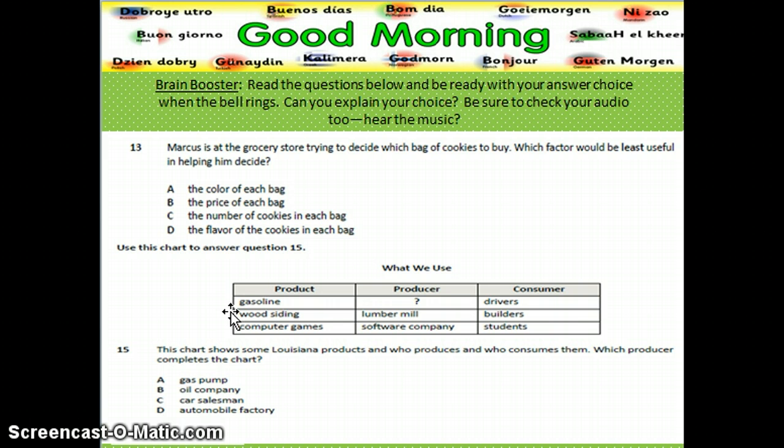Next product would be wood siding. That would be something that goes on your house. The lumber mill would be the producer, that's who makes it, and the consumer would be builders who build buildings. They would use that. The third one is computer games. That is the product. Who is the producer? The software company. And students use that, just like some of the ones that we use for instruction.